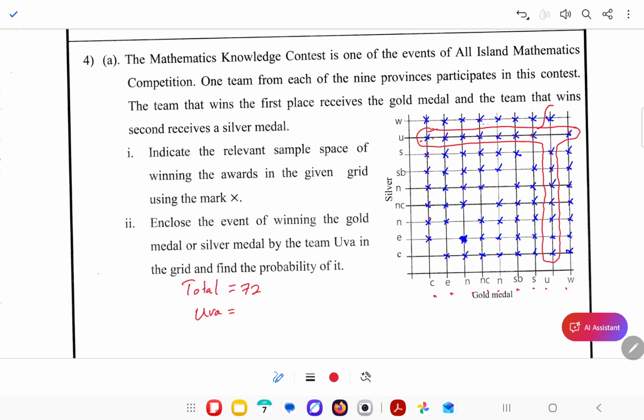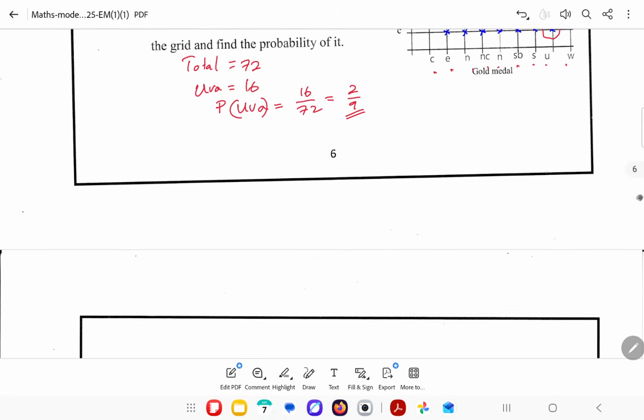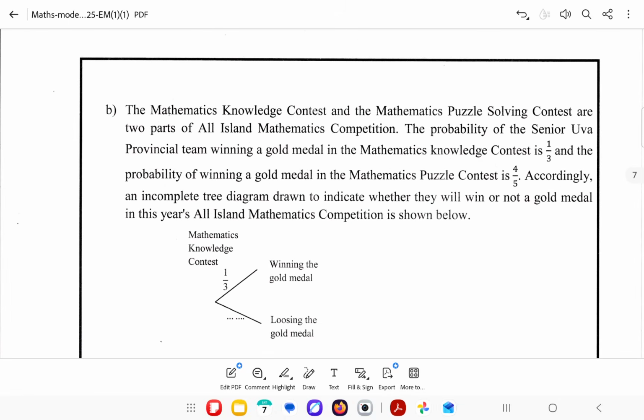Wait, you have to include this also. So 1, 2, 3, 4, 5, 6, 7, 8, 9, 10, 11, 12, 13, 14, 15, 16. Right, so then over winning probability is 16 over 72. So 2 over 9. Right. Then part B.